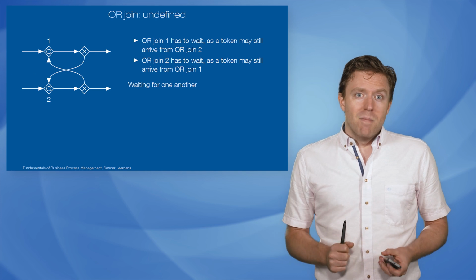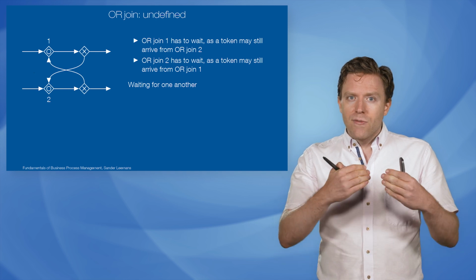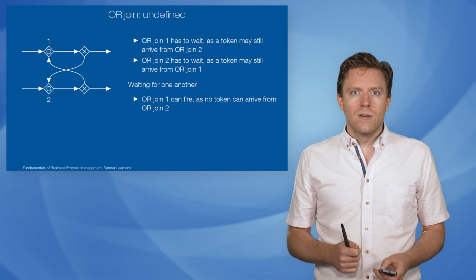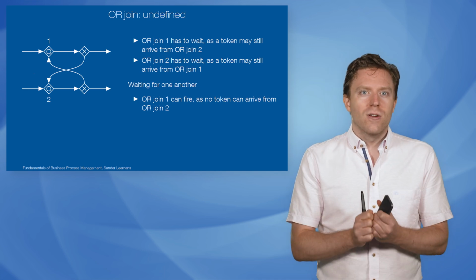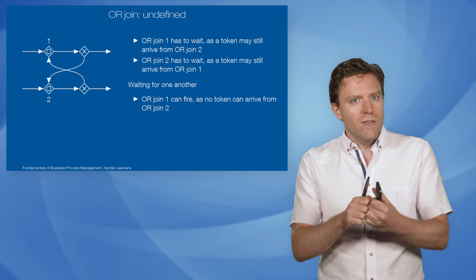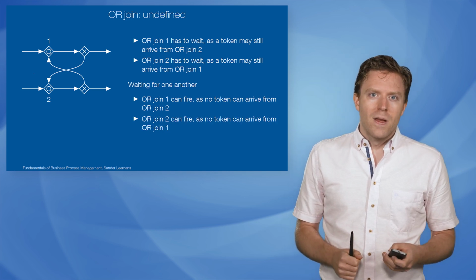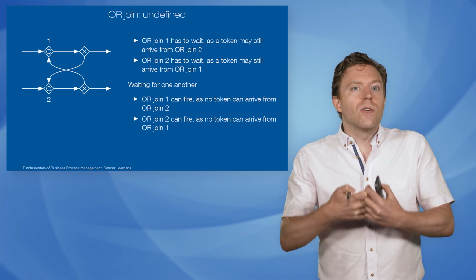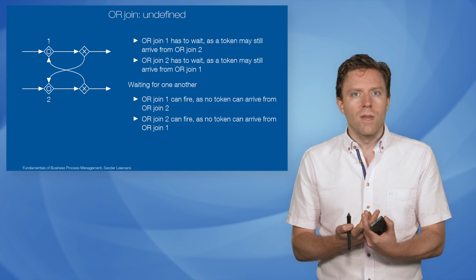But by means of the overly friendly bus driver semantics, if 2 tokens are stuck, they cannot reach the OR join after that. So OR join 1 can fire because the token that was waiting for OR join 2 can never come because it is in a deadlock. Similarly, OR join 2 can also fire because it is waiting for a token that never can come because it is in a deadlock before OR join 1.